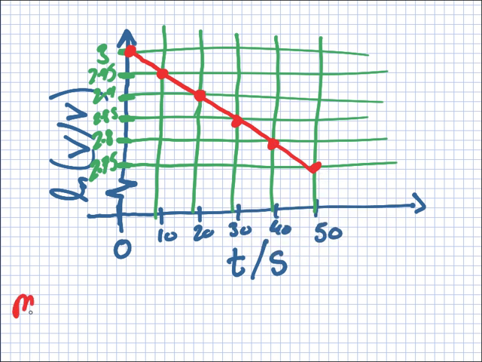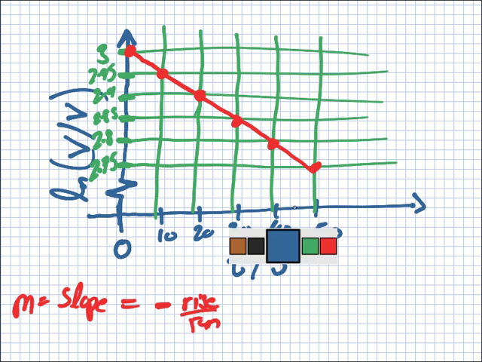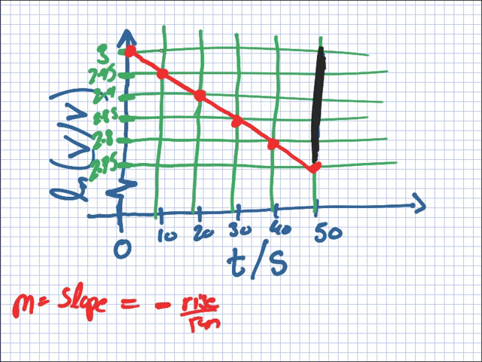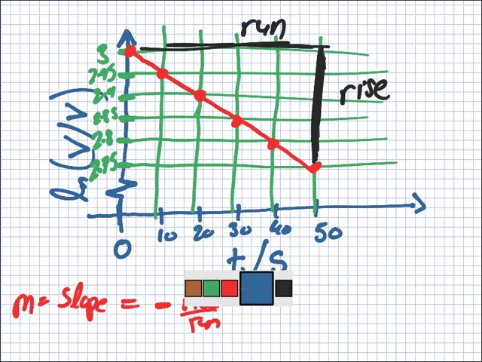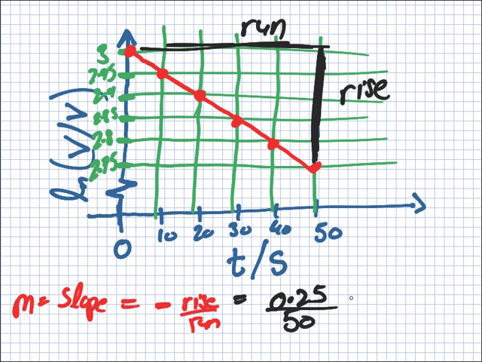So the slope, it's negative because it's going down, and it's rise over run, or y over x. So if you look here, this is the, I'll put it in black, this is the y part. That's called the rise. And this here is the x part. That's called the run. Okay, so in this picture here, how big is that? That's about 0.25 over 50 with the minus.